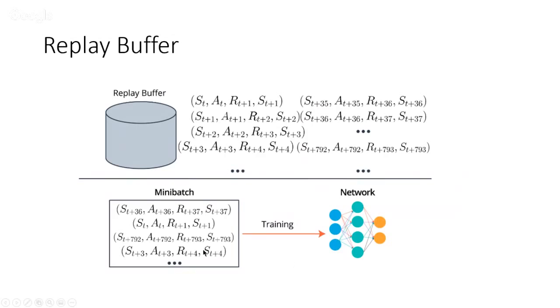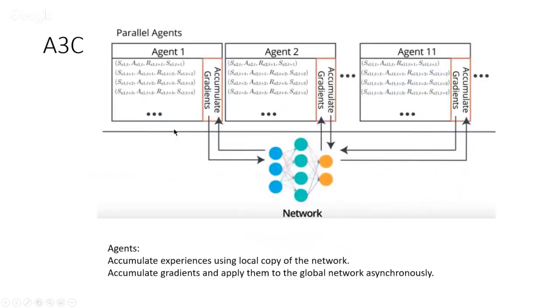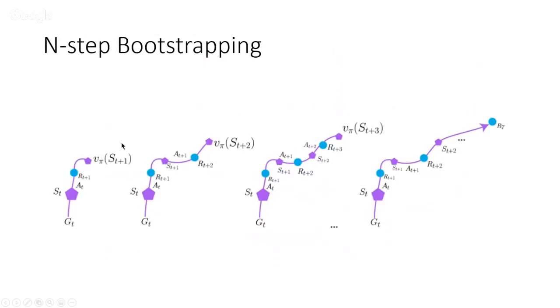But this was done off policy, right? So first we collected everything, put it in a buffer, and then we sampled batches from the buffer and trained the network. The asynchronous network does the same thing, but it does it on policy. I will discuss what on policy and off policy are soon.